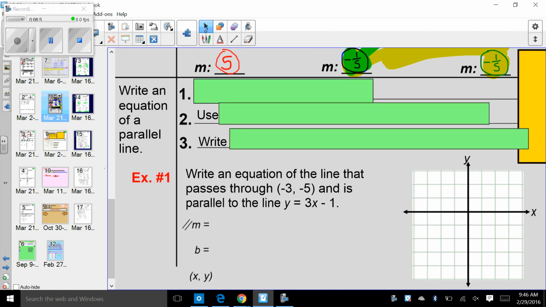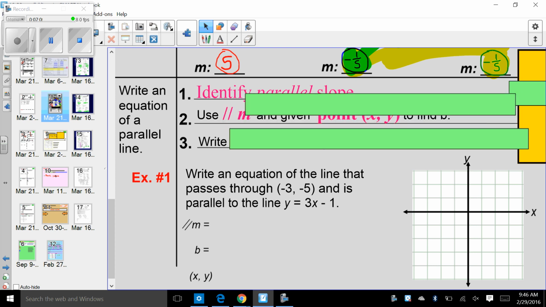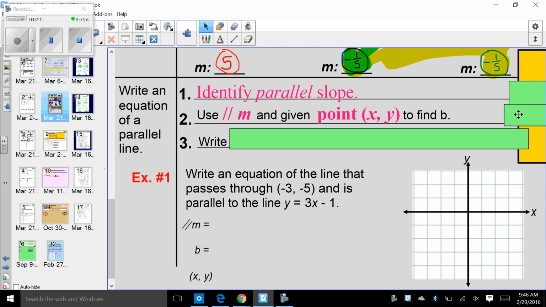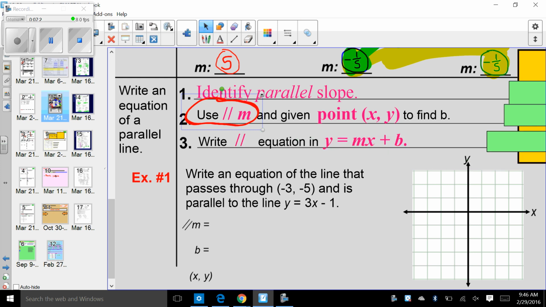So what would we say as our notes? All right, write an equation of a parallel line. First of all, you have to identify a parallel slope. If you're going to write an equation of another line that's parallel, for sure their slopes are the same. Then use a parallel slope and a point to find b. You've done this process before, but the parallel line is the new piece of this puzzle. Hand method will kick in, and then we just plug back into the equation. So those are 3 steps. Go ahead and take those notes there, just filling in those blanks.